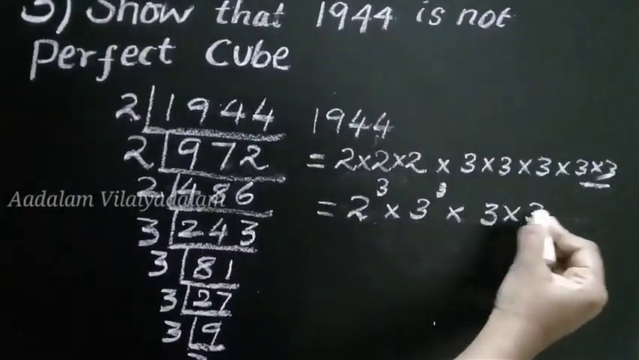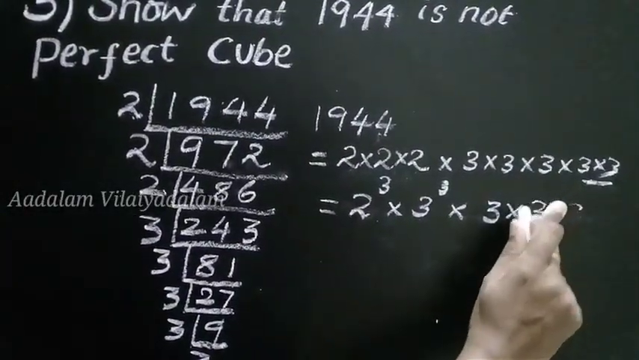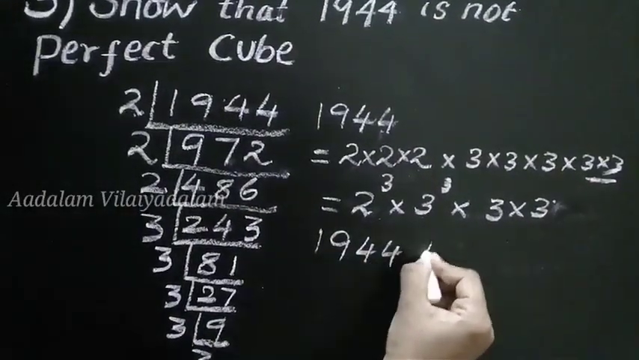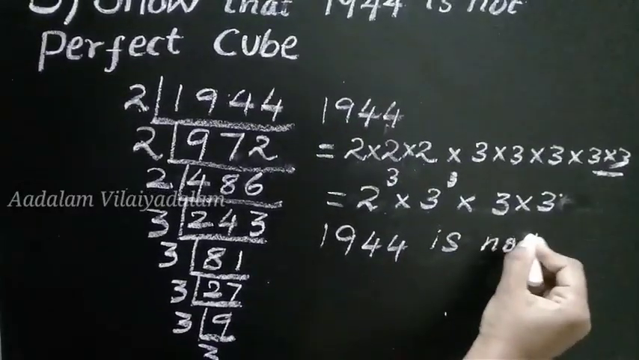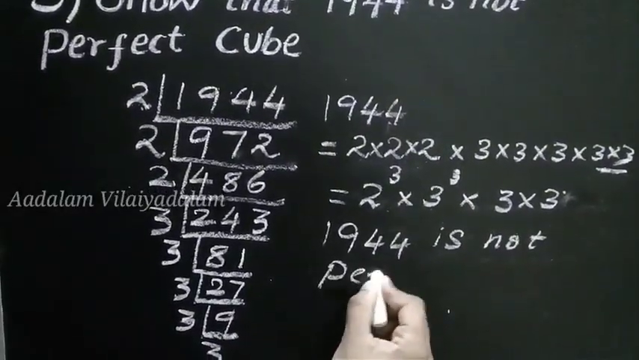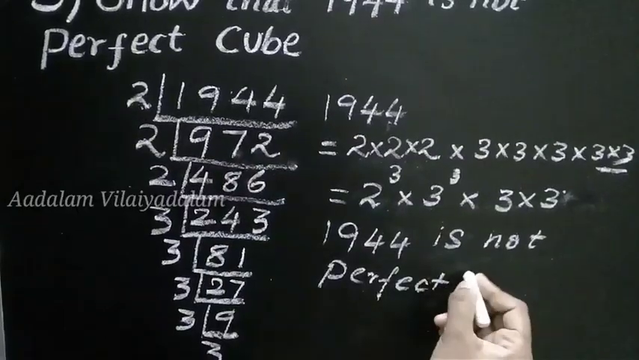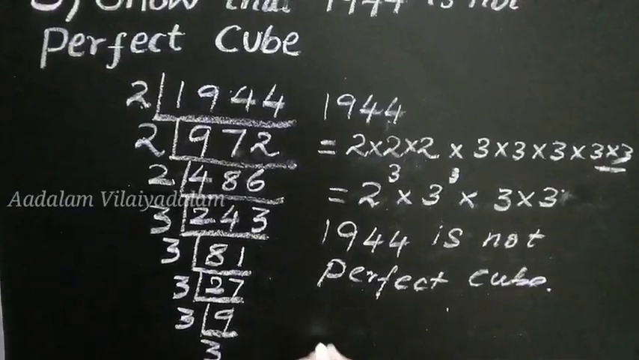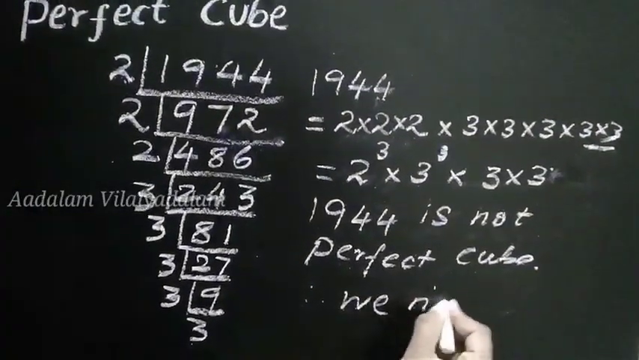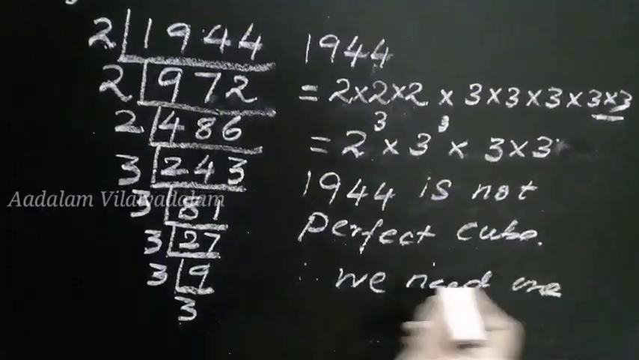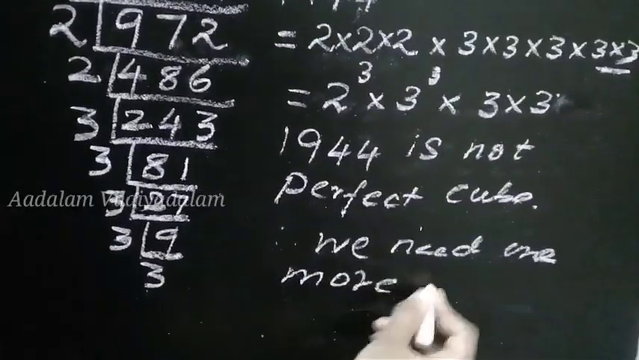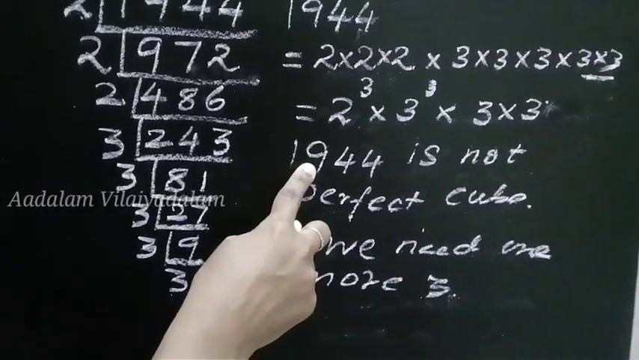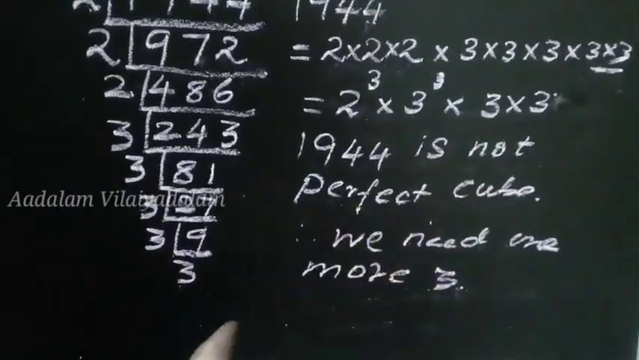Therefore 1944 is not a perfect cube, because we need one more 3 to form another triplet. Therefore 1944 is not a perfect cube.